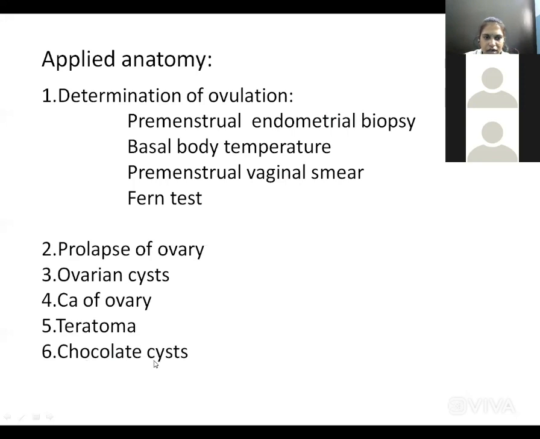Now last one is chocolate cyst. That means there is a concept of endometriosis. Endometrium is the inner lining of the uterus. But pathologically, what happens? This endometrium is lying somewhere other than the uterus. So if this endometrial part is there in the ovary, it leads to abnormal development of the endometrium under the secretion of the hormones. And this condition is called endometriosis. And this endometriosis in ovary leads to the formation of cysts. These are called chocolate cysts.